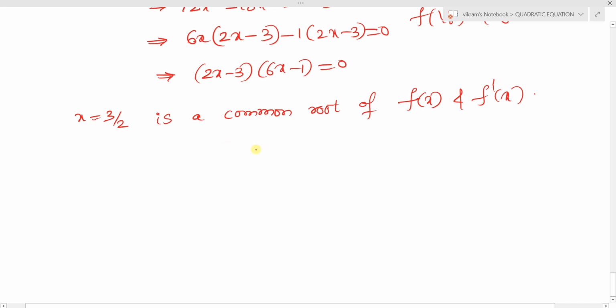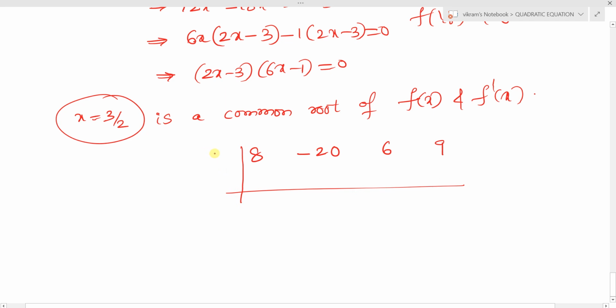The given f of x is 8x cube, and x is equal to 3 by 2 is a root. Now with this we have to do the synthetic division. Write down the f of x coefficients: 8, minus 20, 6 and plus 9. Now do the synthetic division with 3 by 2.